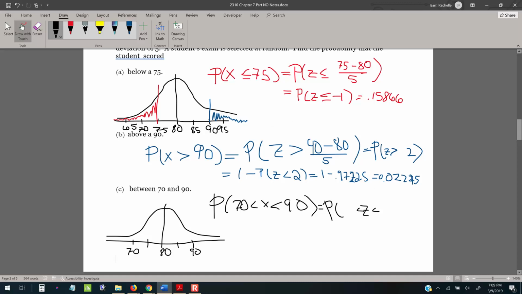We already did 90, we know it's a 2. By the fact that we know that this is 2 standard deviations below, 70 is a -2. So when I do this, I'm going to have to do the probability that z is less than 2 from the table, minus the probability that z is less than -2 from the table.